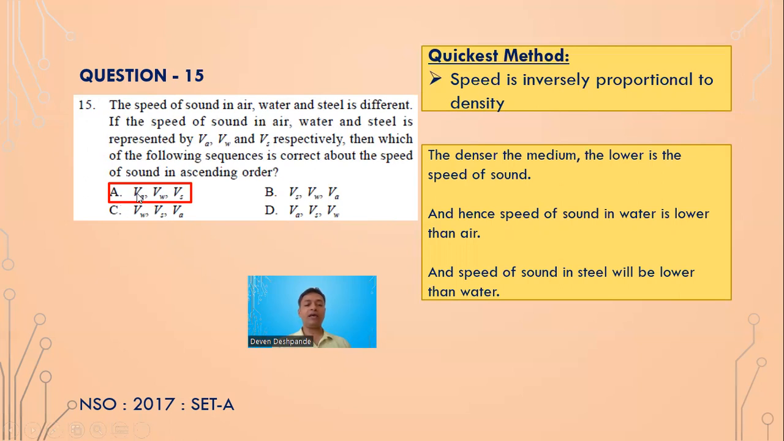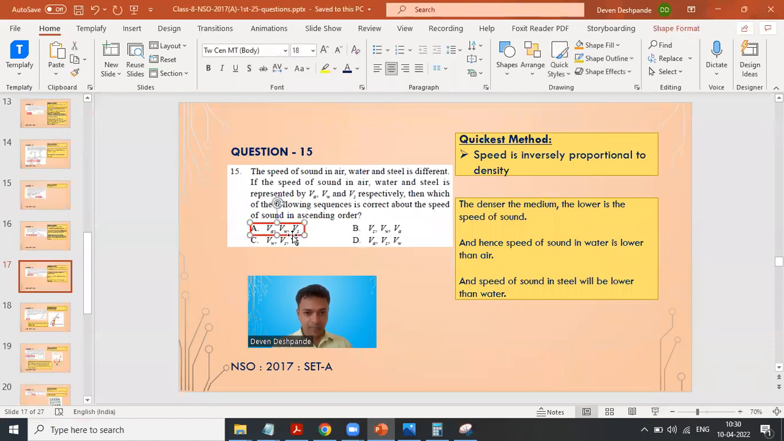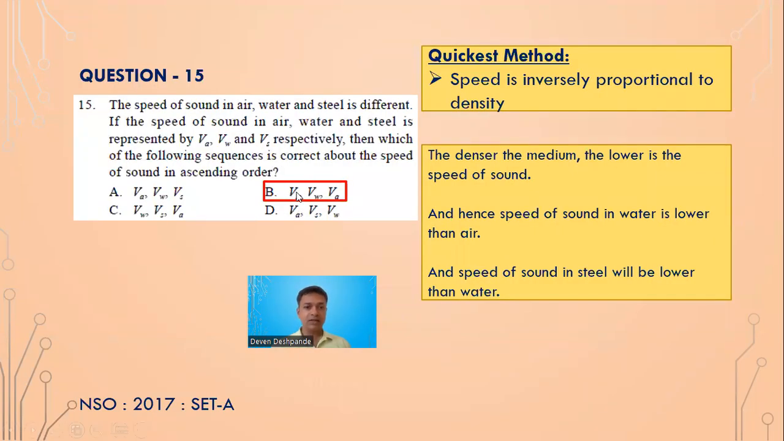So the fastest will be air. Speed of sound in it will be fastest, isn't it? And sorry, this is in ascending order, isn't it? So in steel it will be the slowest, and then in water it will be a bit faster, and in air it will be the fastest. So steel will be slowest, water a bit faster, and air fastest.